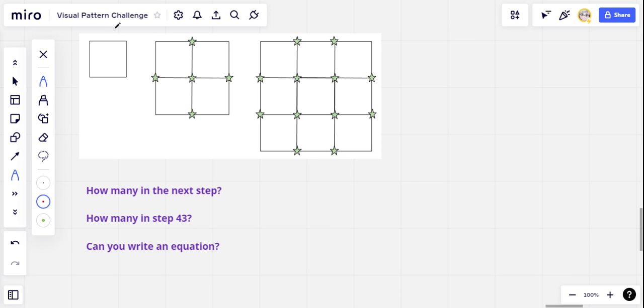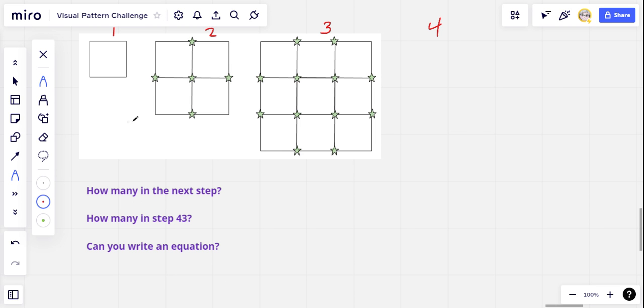Here is our challenge today. Here's step 1, here's step 2, here's step 3, and your challenge is to predict the number of stars in step 4. If you can do that, can you predict the number in step 43? And can you write an equation that could be used to predict the number of stars in any step at all? That's the challenge. If you'd like to accept it, pause the video and work it out.